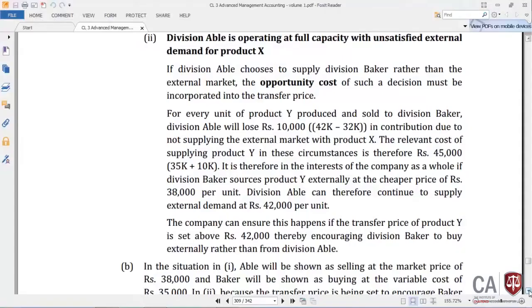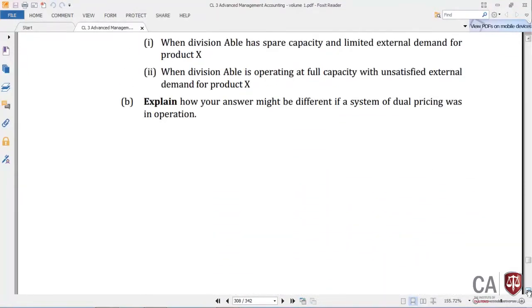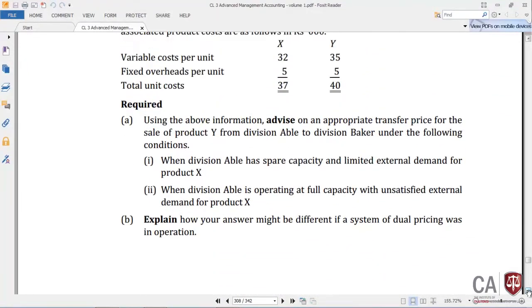In addition to that, there is another question. Moving to the computer screen, I will take question B now. In the same question, question B: explain how your answer might be different if a system of dual pricing was in operation. Now you have to learn what dual pricing is. If dual pricing is in operation, how would your answer change, right?